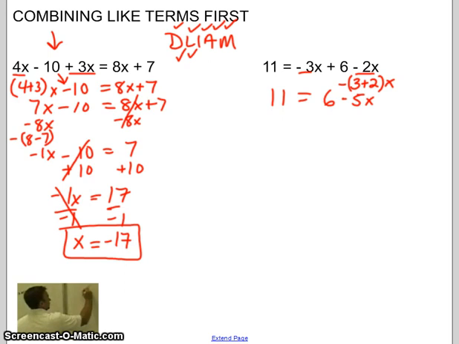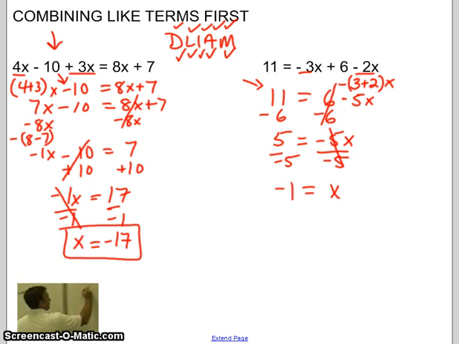We did like terms. Now we're on the inverse x values. We don't have an x value on this side of the equation, so we could skip that. Add or subtract. I'm going to subtract this 6 from both sides. 5 equals negative 5x, and then I'm going to multiply or divide to get x by itself. X equals negative 1.